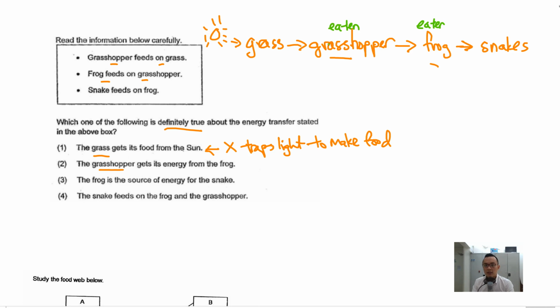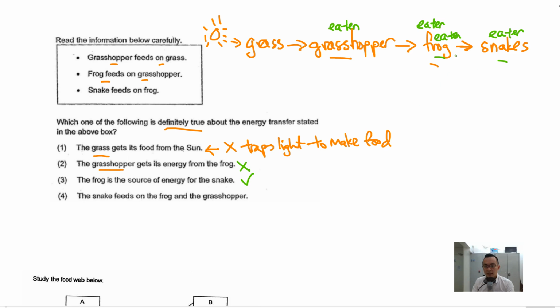Alright, so the frog is the eater and the grasshopper is the eaten. So the frog should get the energy from the grasshopper. So this one is not correct. The frog is a source of energy for the snake. This is correct because again this is the eater and this is the eaten.